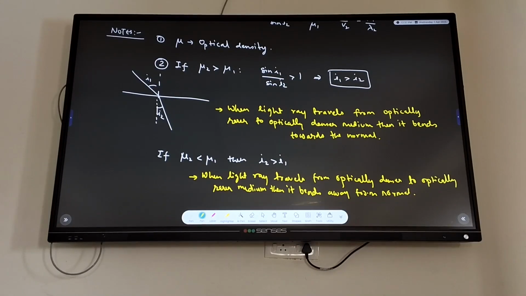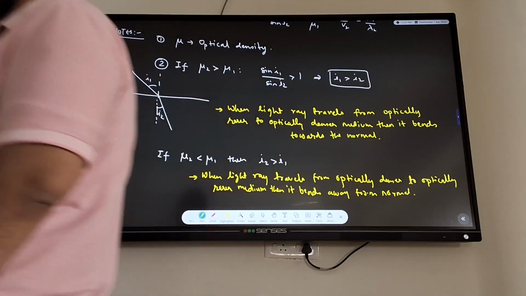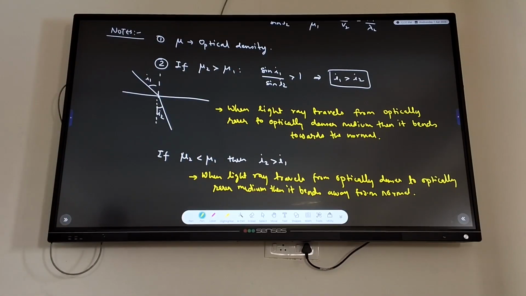Notes are completed now. You understanding? It can absorb, there's no problem with that. It will affect. We are studying all of that.